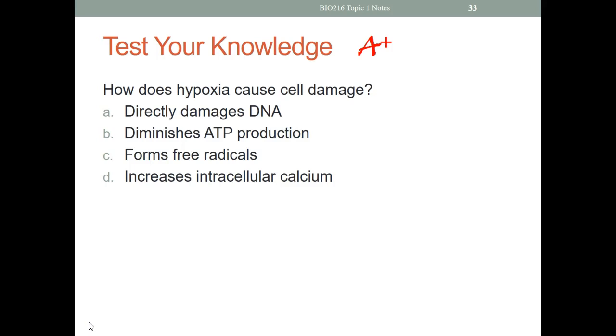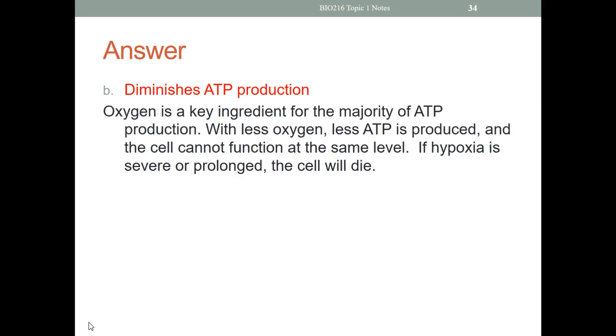Test your knowledge. How does hypoxia cause cell damage? Once again, you should pause your video and try to answer the question. It does this through diminished ATP production. Oxygen is a necessary component for most ATP production. So without enough oxygen, we have less ATP, and the cell can't function at the same level.